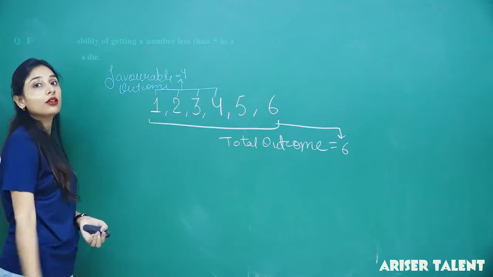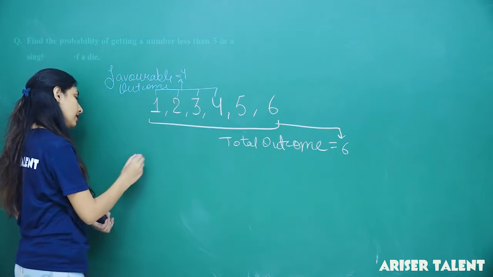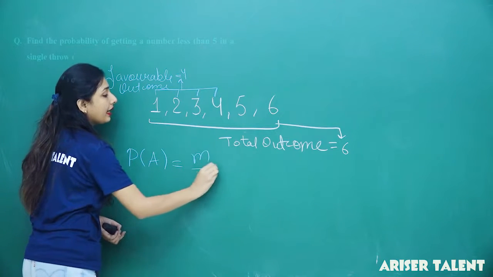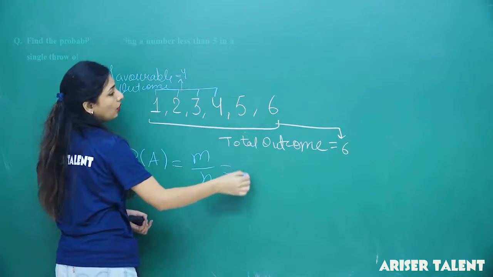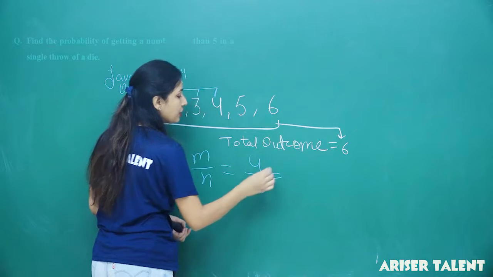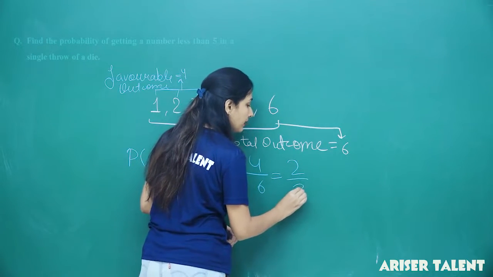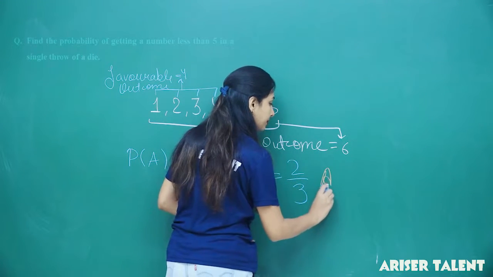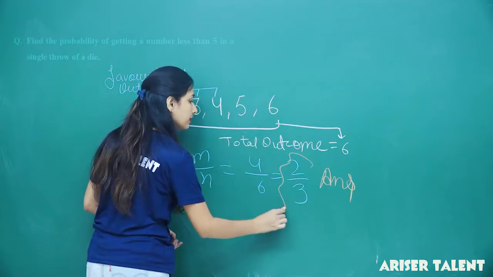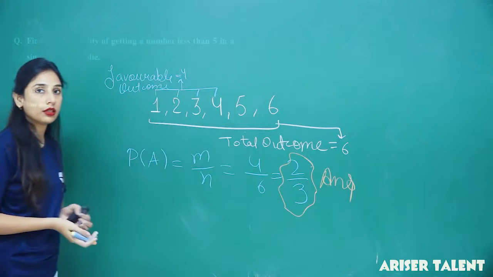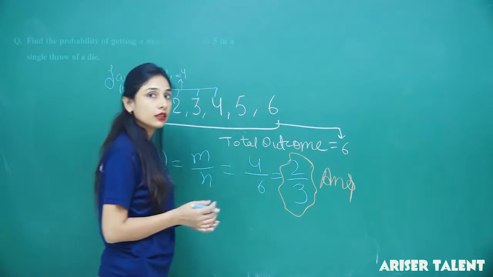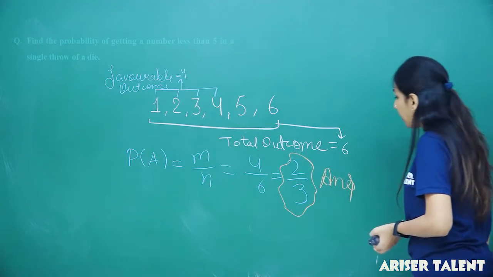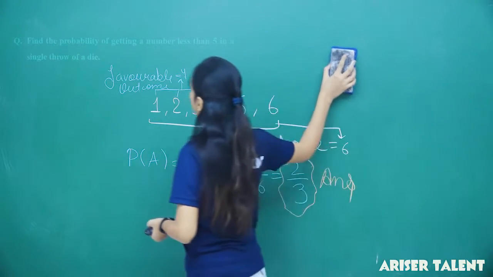Now, this shows us that P(A) will be equal to M by N, which is equal to 4 by 6, which can be written as 2 by 3, and that is your answer for this question. That's so simple, isn't it? Okay, so you just see the question and mark the answer, right?